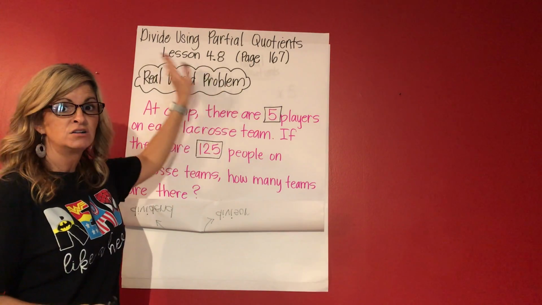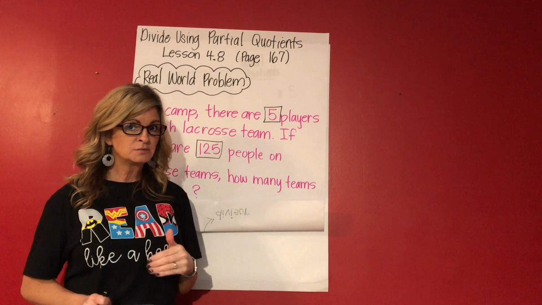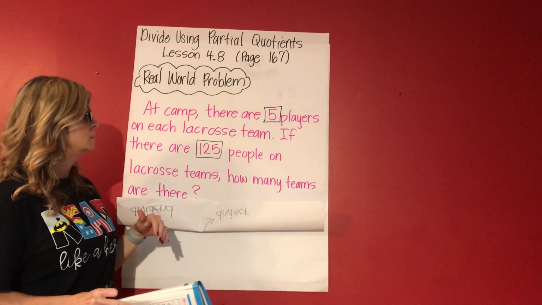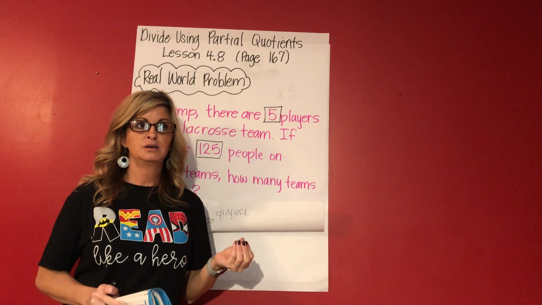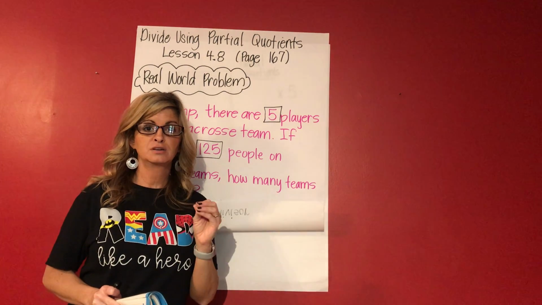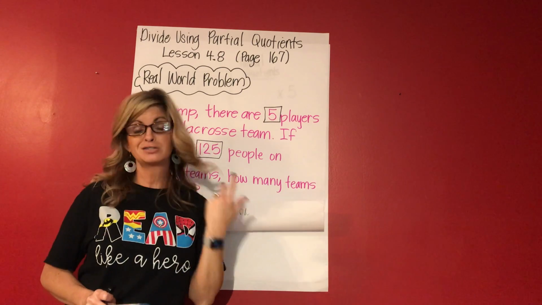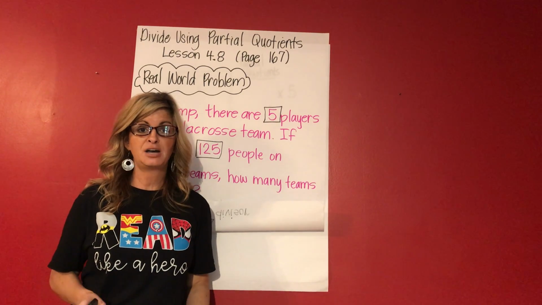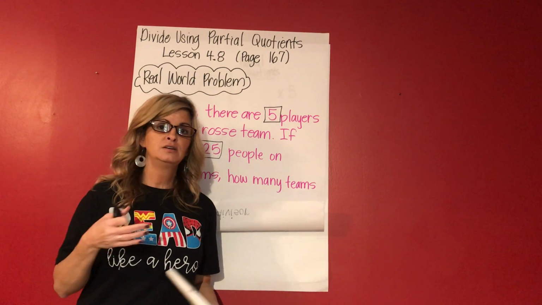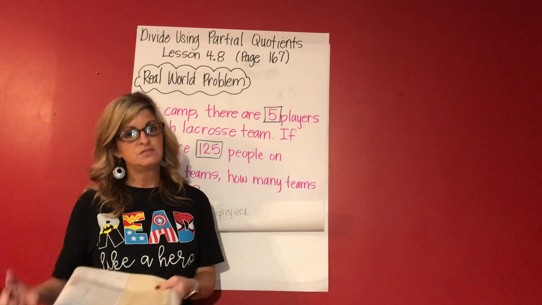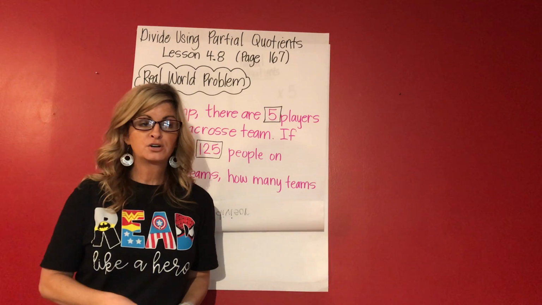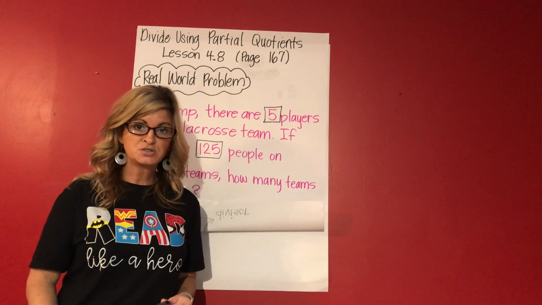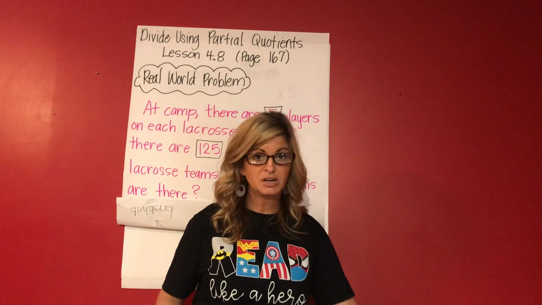Our lesson is called Divide Using Partial Quotients, and it is a lot like multiplying two-digit numbers using partial products. It's just the opposite of that. And we've talked about how subtraction is the opposite of addition and division is the opposite of multiplication. And so I'm gonna show you how to use this strategy, and that is just what it is, okay?